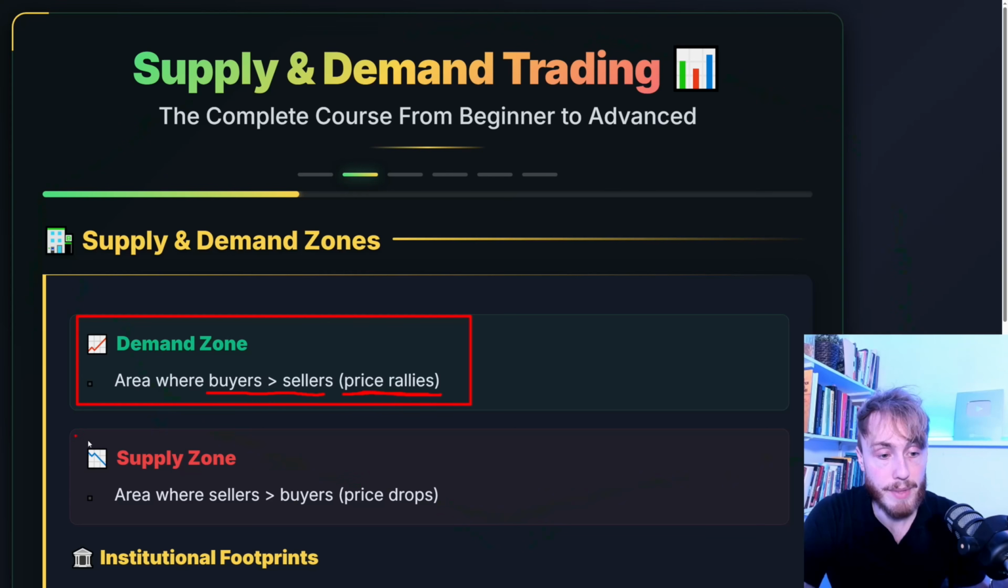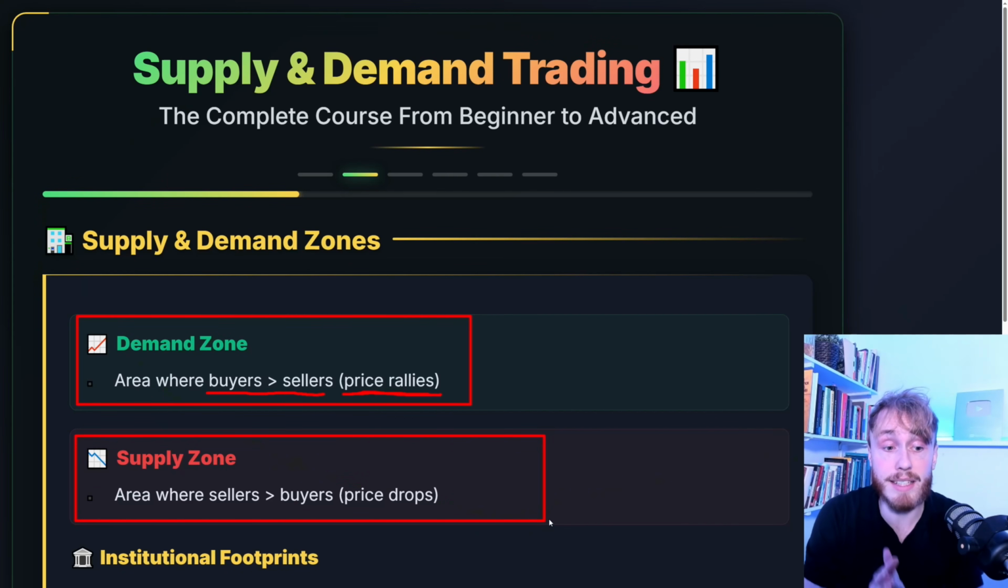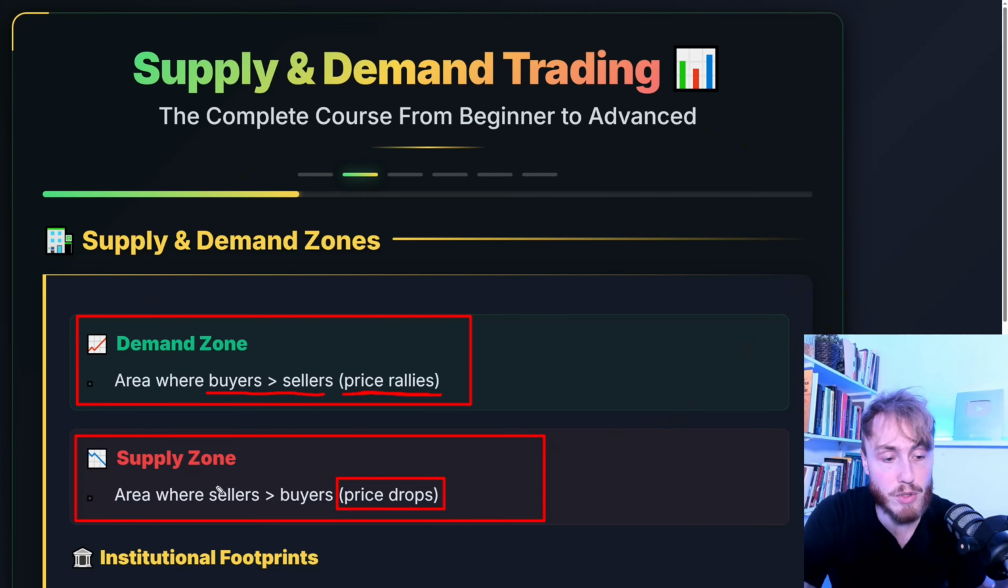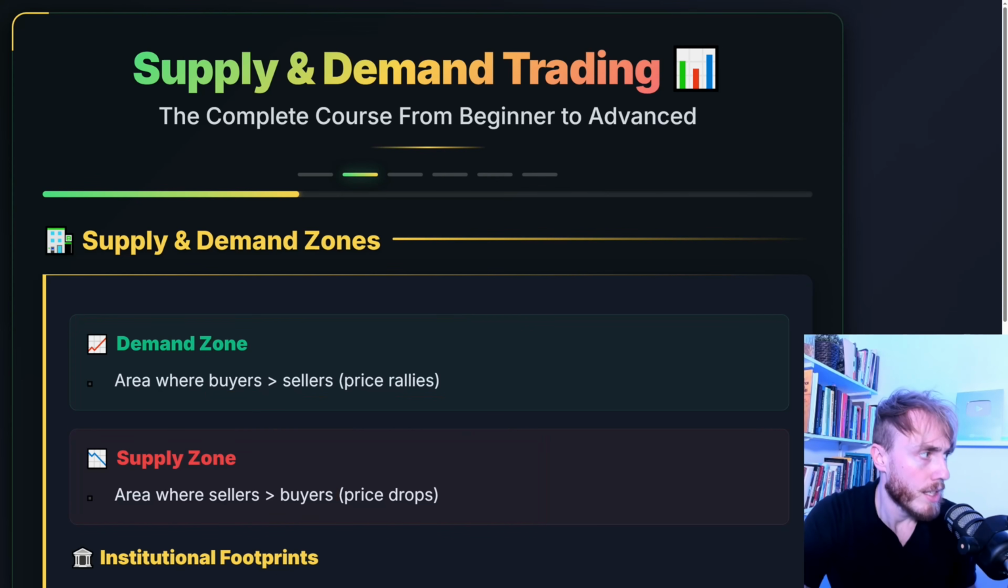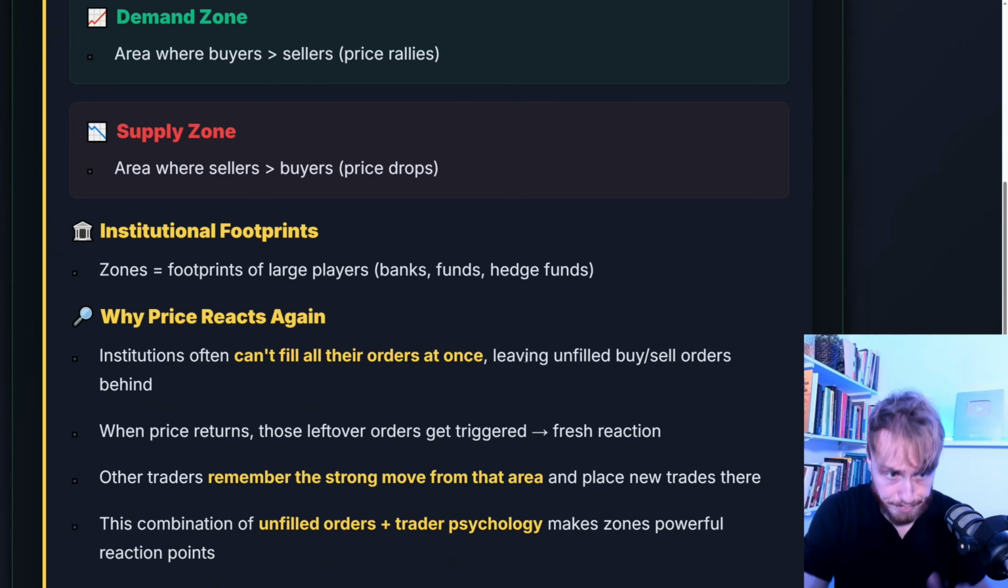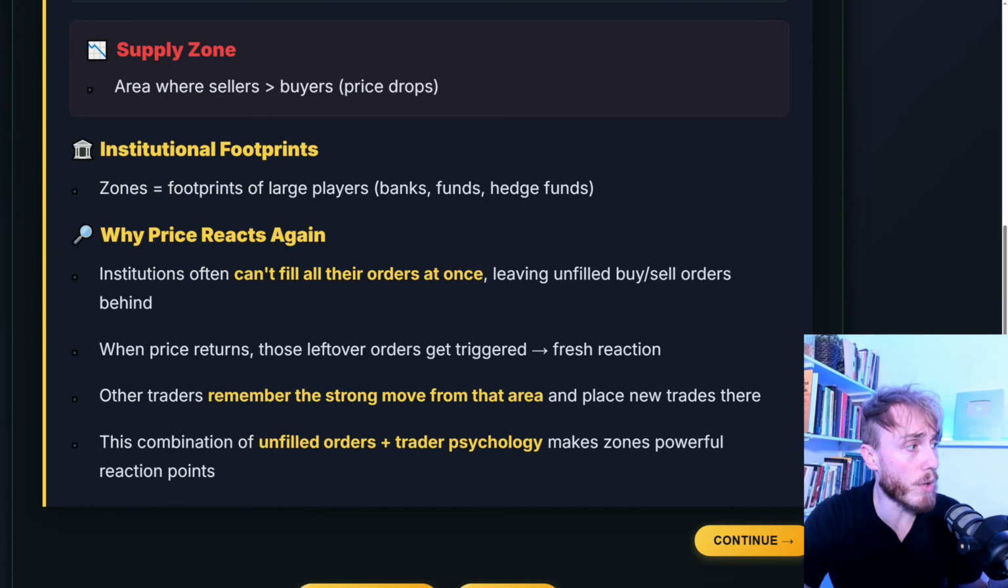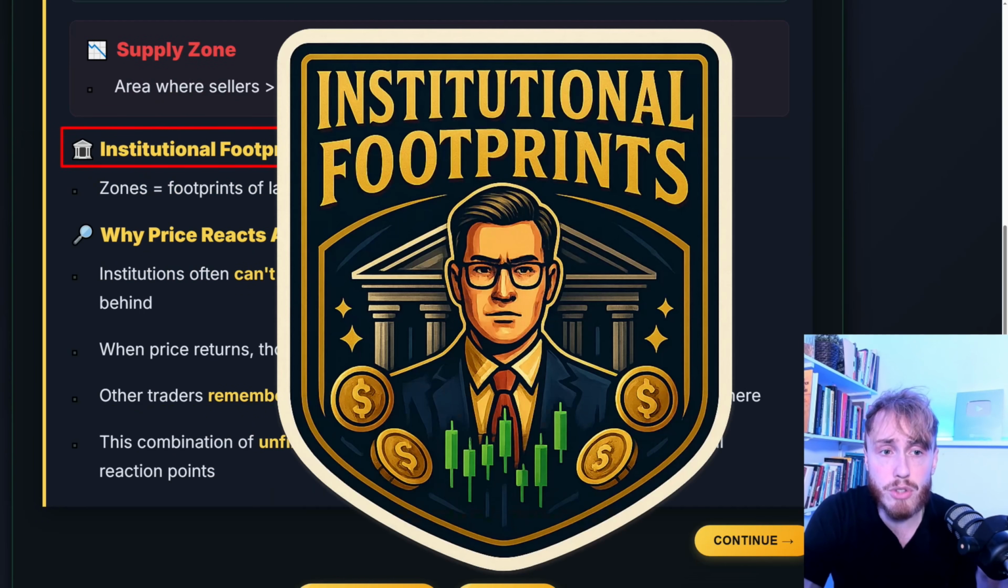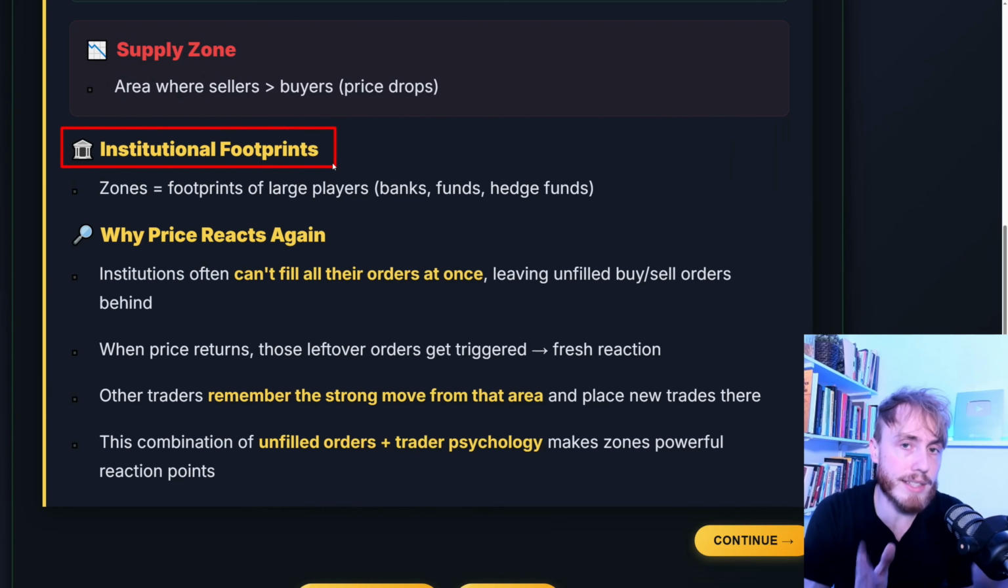to the upside. A supply zone, on the other hand, is a zone on the chart where we have more supply than demand, and as you already know, this leads to big price drops. And a simplified way to think about supply zones is that we have more sellers than buyers. But now you might wonder, how are these zones created? Well, supply and demand zones are, in simple terms, institutional footprints, or at least partly.